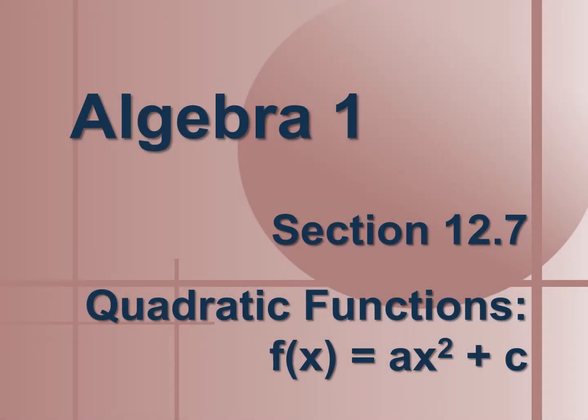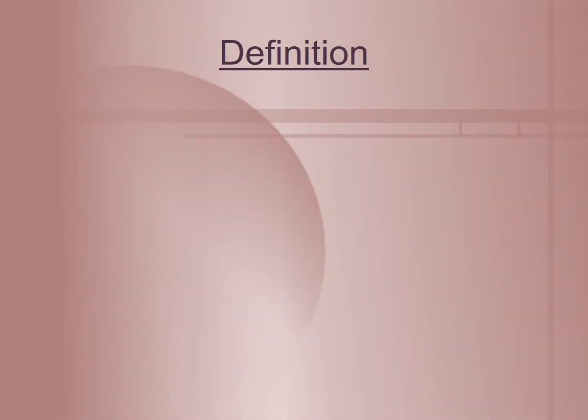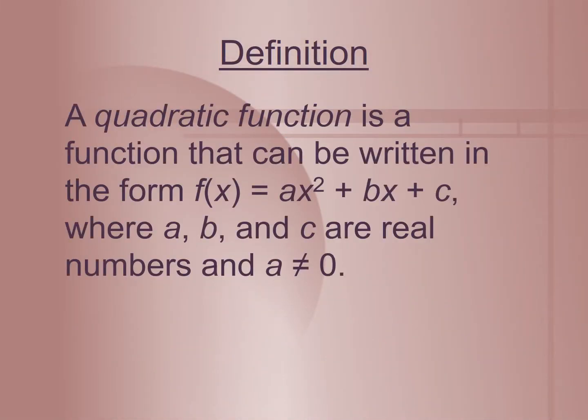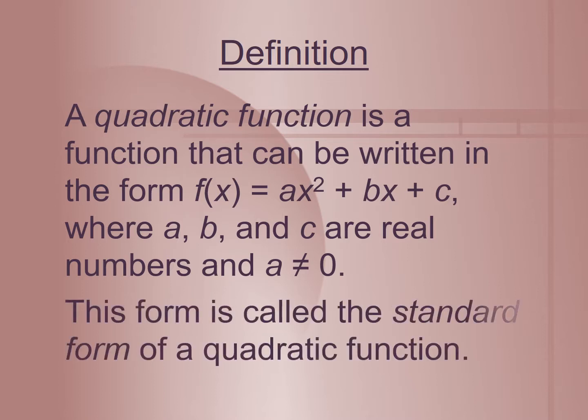Today we're introducing quadratic functions. So we're going to start with the form of f of x equals ax squared plus c. A quadratic function is a function that can be written in the form of f of x equals ax squared plus bx plus c. A, b, and c have to be real numbers. And the form where it is in ax squared plus bx plus c, it's the standard form of a quadratic function.